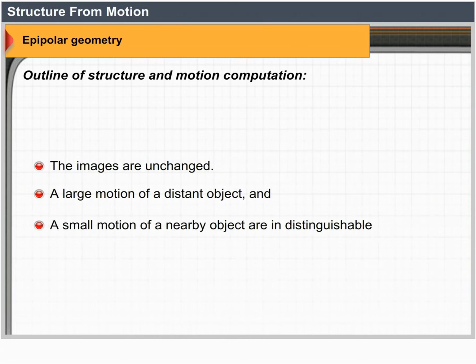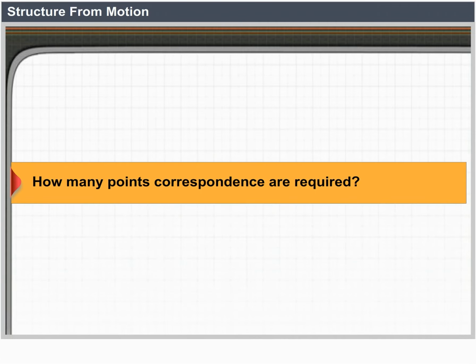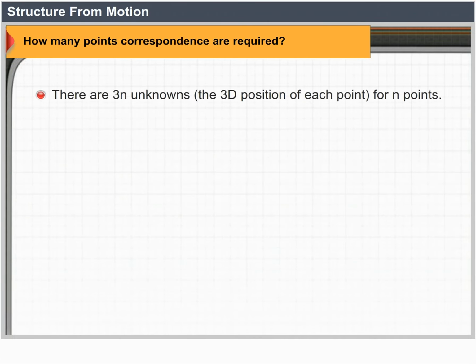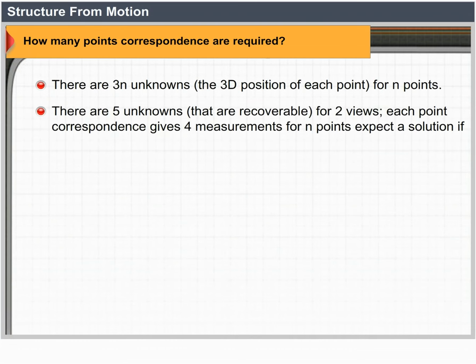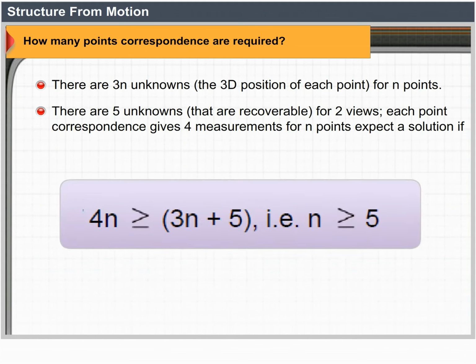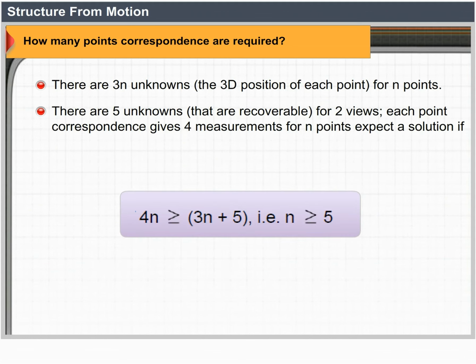How many point correspondences are required? For n points, there are 3n unknowns, the 3D position of each point. For two views, there are 5 unknowns that are recoverable. Each point correspondence gives 4 measurements. For n points, expect a solution if 4n is greater than or equal to 3n plus 5, that is, n is greater than or equal to 5.